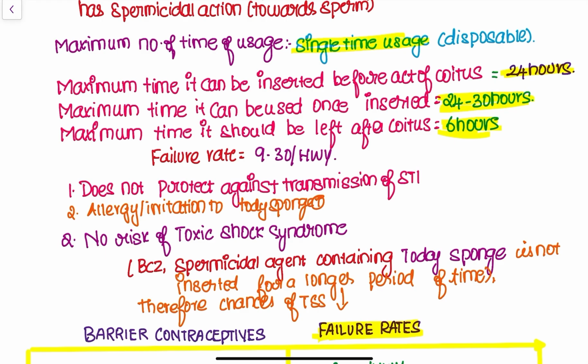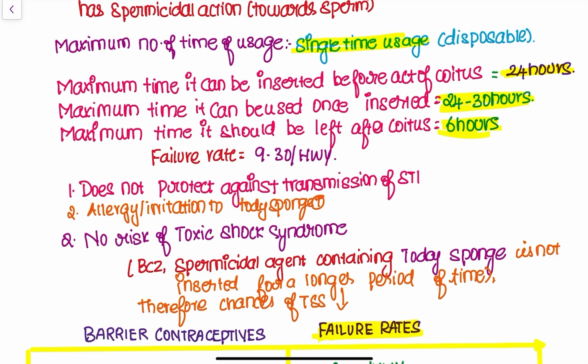Even though it contains a spermicidal agent, the most important feature is that today's sponge is a disposable contraceptive, that it is not inserted for a longer period of time unlike the diaphragm. But the diaphragm can be inserted for a longer period of time. So for 24 hours the diaphragm can be inserted. After that you can take it off, wash it and dry it, and reuse it again. But today's sponge is not reusable, right?